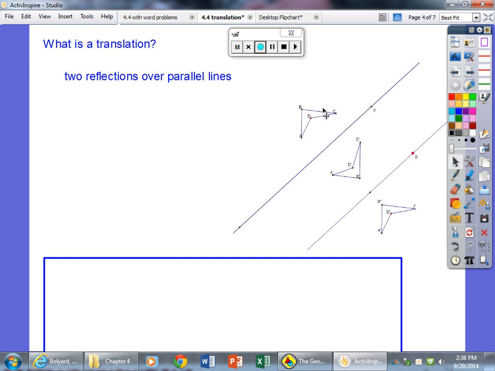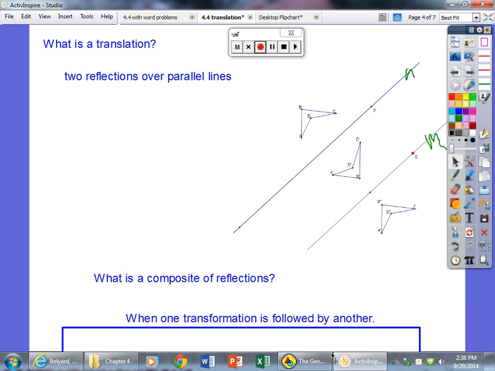So we took this quadrilateral, I first reflected it over this line, which was line N, and then after I reflected it over this line, which is line M, I ended up with my translation. So if you look, it seems as though I took this and I slid it down here. That's why it's like a slide, but instead of just doing a slide, I'm reflecting it twice.